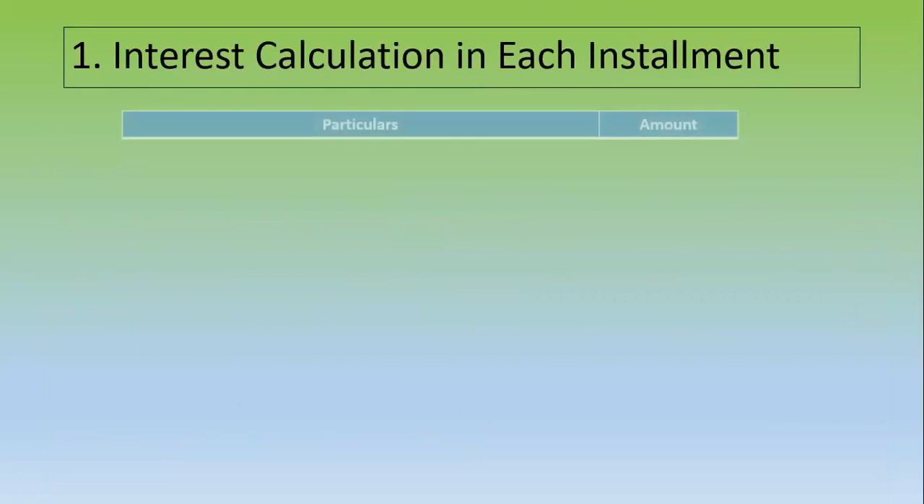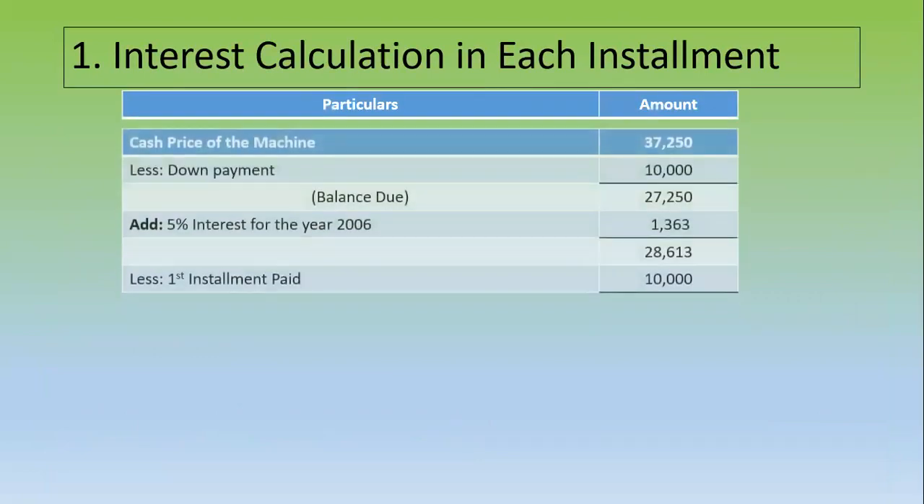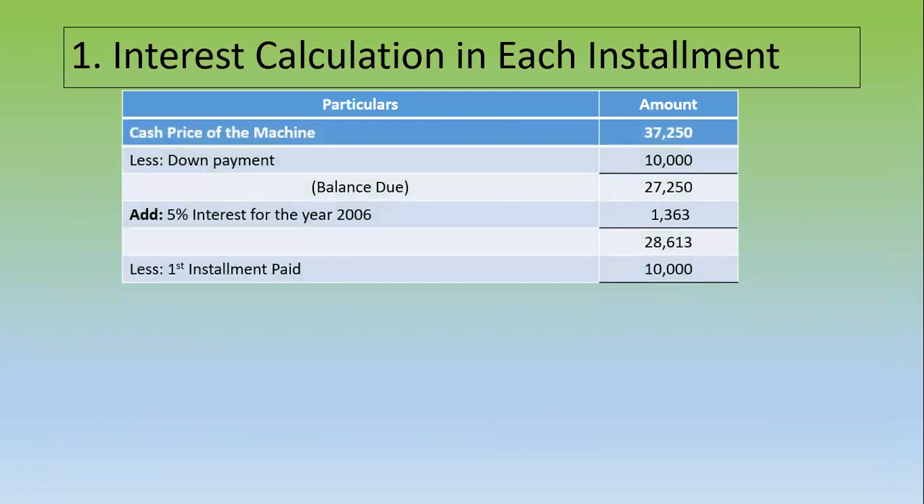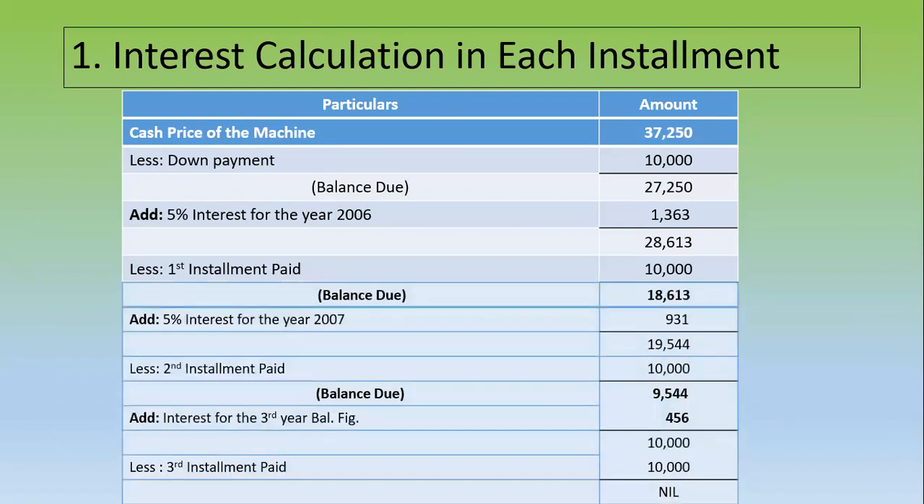Now we will discuss stage 1, interest calculation in each installment. So here the cash price of the machine is 37,250 and the down payment is 10,000. So the balance amount will be 27,250 and then the interest rate is 5% per annum. So 5% of 27,250, you will get 1,363, right? Once you add the interest to the outstanding balance, you will get the total value of 28,613, and then we need to minus the first installment paid amount. That is 10,000. So you will get 18,613.